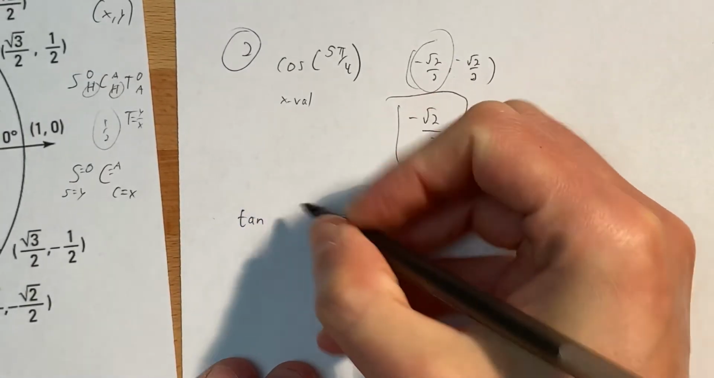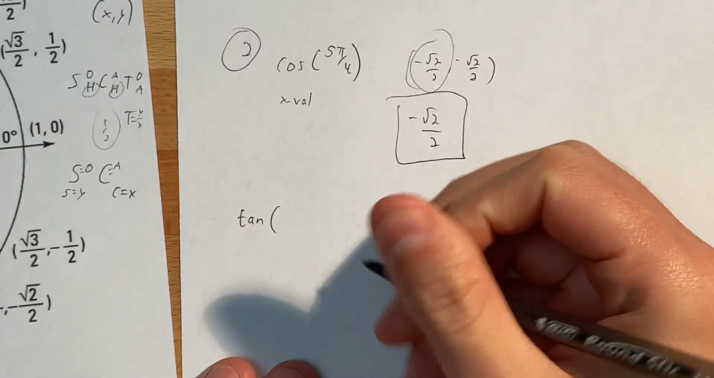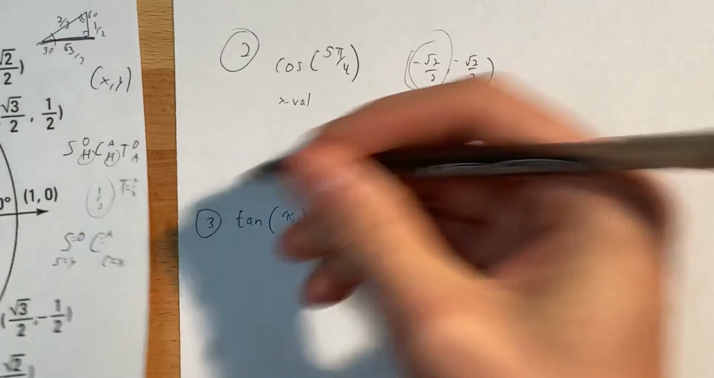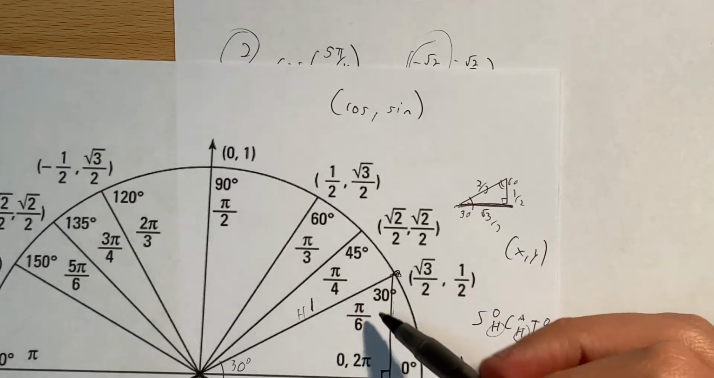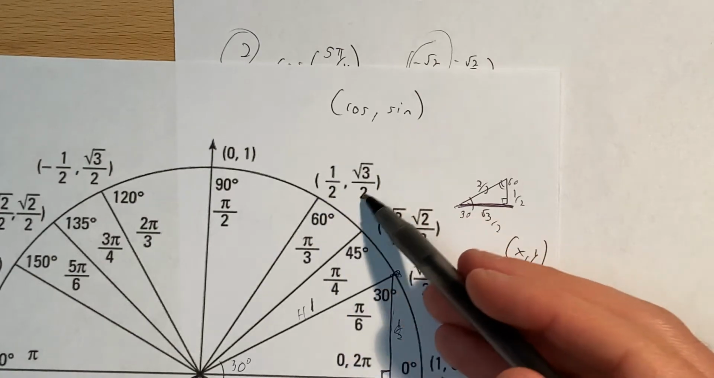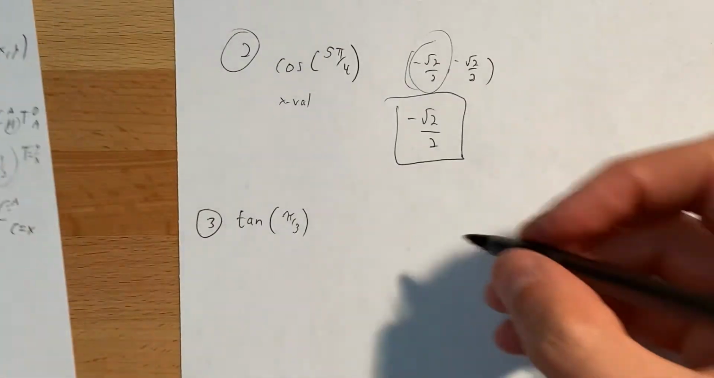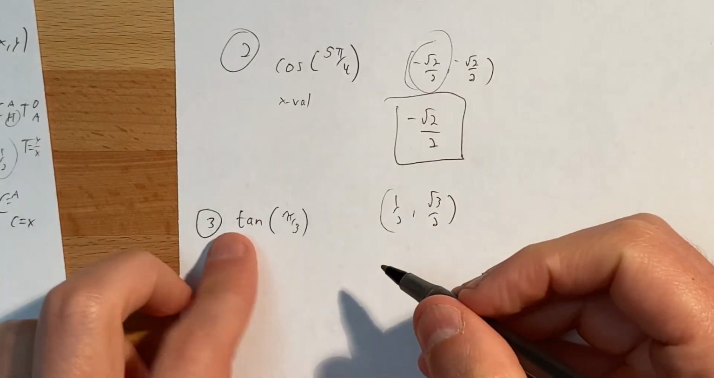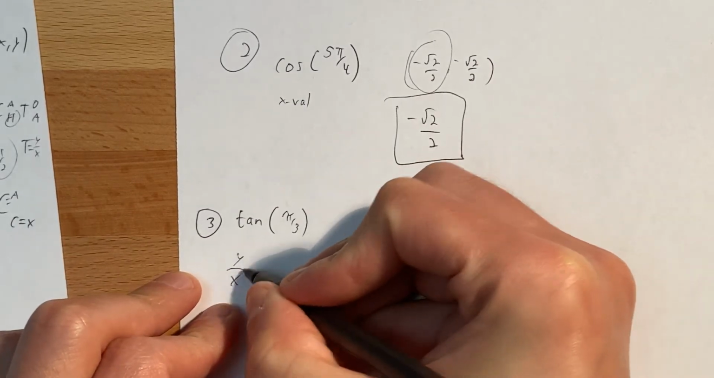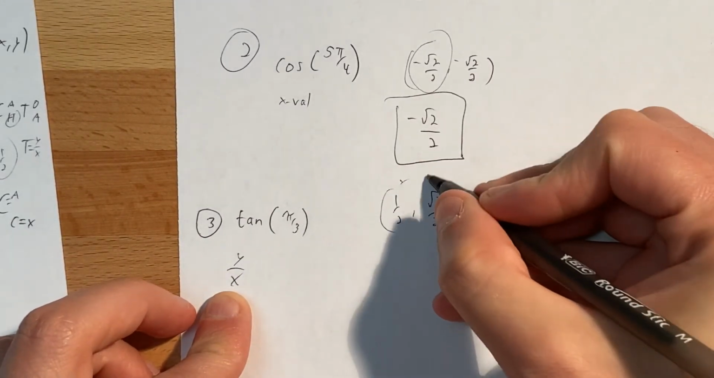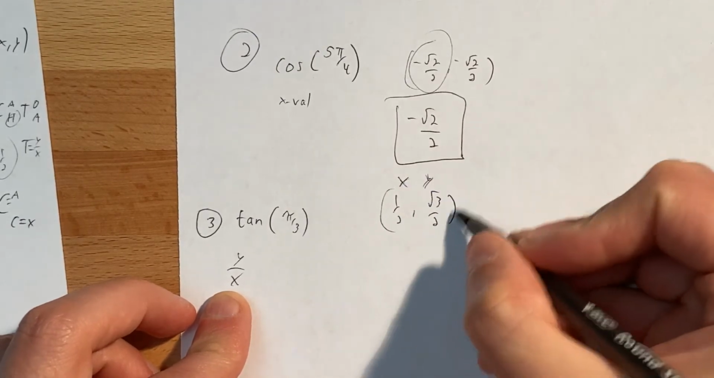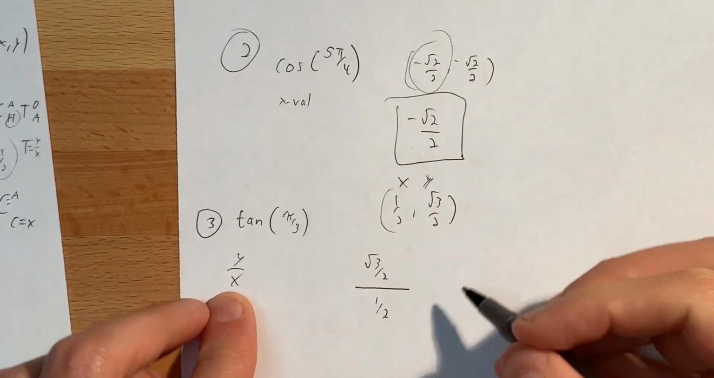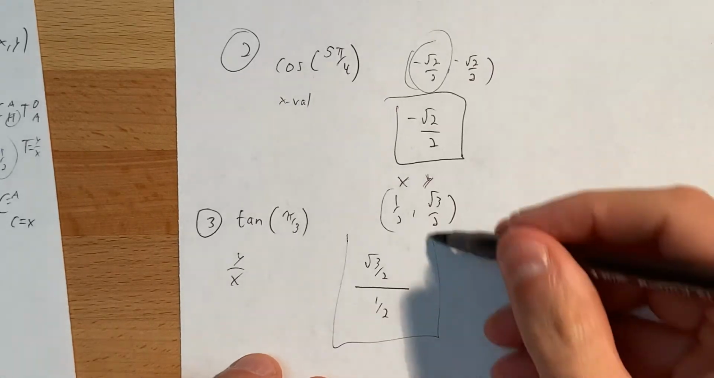Tangent. Let's go tangent of, let's say, pi over 3. At pi over 3, right there, it's this ordered pair right there. So 1/2, comma, square root of 3 over 2. Now, tangent is supposed to be y over x. Y over x. So, if this is x and this is y, you want this divided by that. The square root of 3 over 2 over 1/2. And then you would simplify this to get your answer.